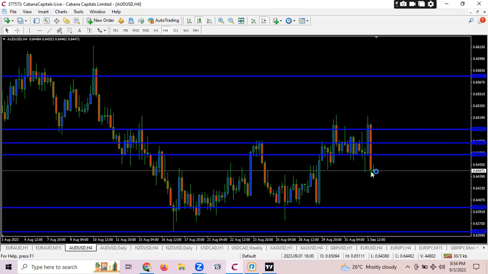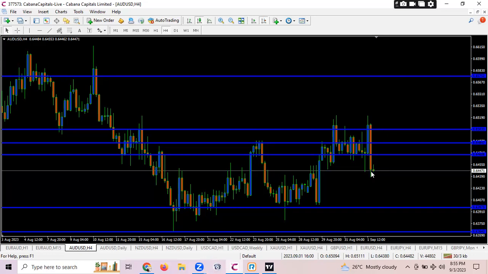So daily and 4-hour says Australian dollar USD is bearish. Weekly says Australian dollar USD is bullish. The monthly says Australian dollar USD is bearish because there's a breakout from a support. We can only buy if a candle closes above that support level that has become a resistance.